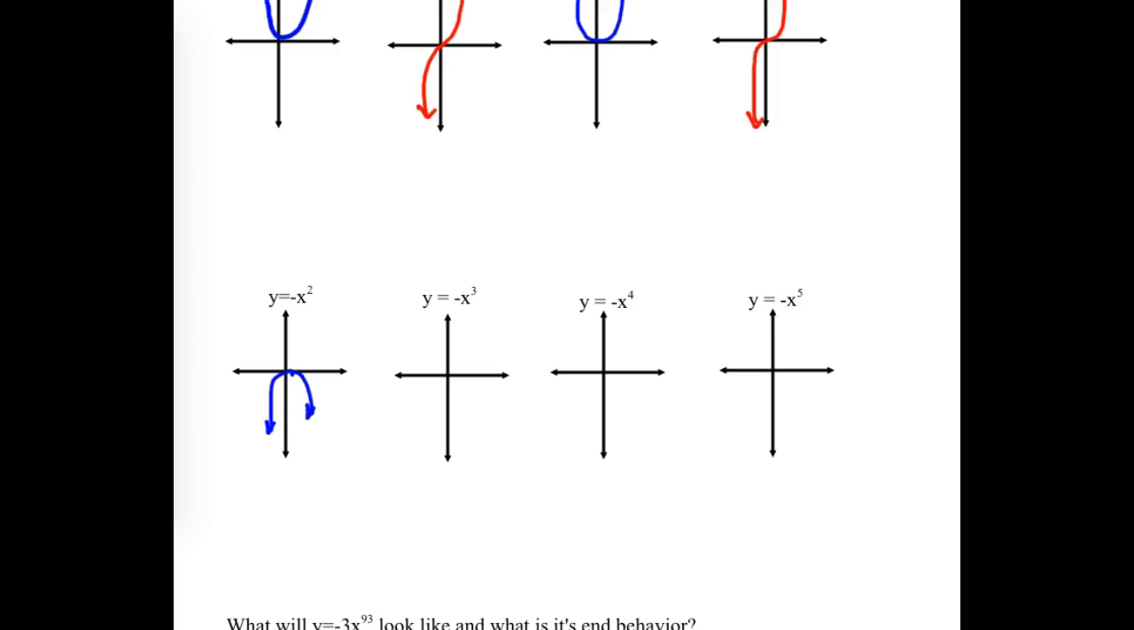Our x to the third with a negative is going to cause that twist to flip. Okay? Y equaling negative x to the fourth, again, is an upside down parabola type shape. Again, a little flatter in the middle. And our last one, again, we're just going to flip the graph right above here.